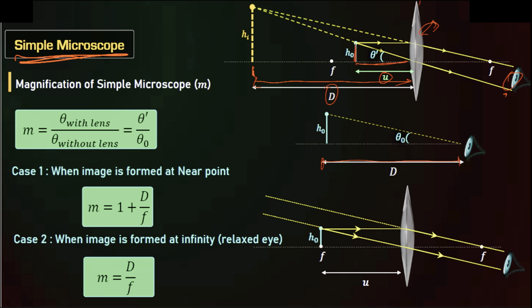So there are two conditions. First condition, when the image is formed at the near point, then this is the magnification condition for the simple microscope. And when the image is at infinity, then the condition of the microscope is the same.